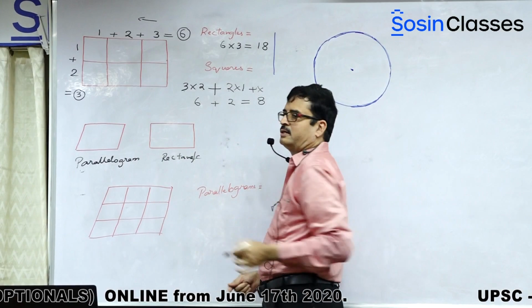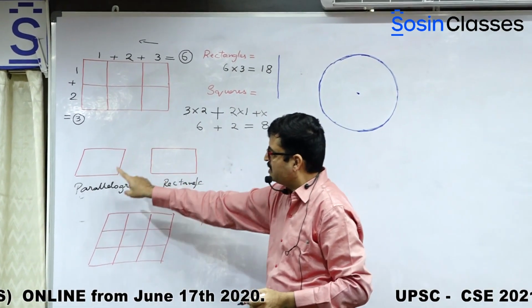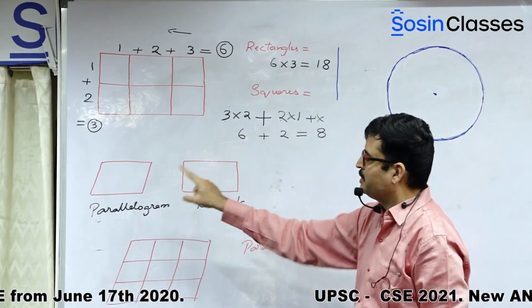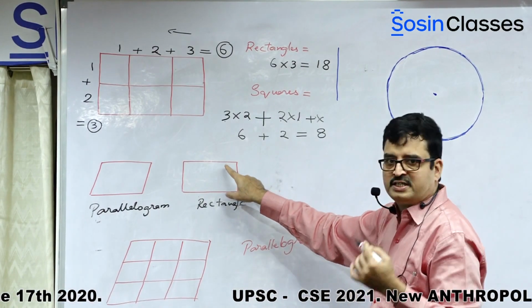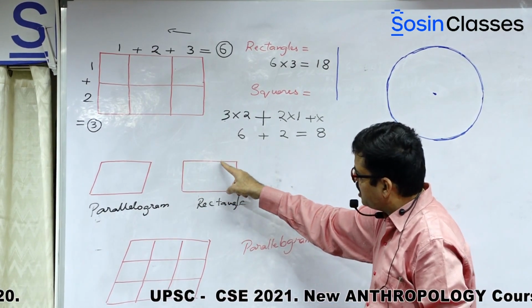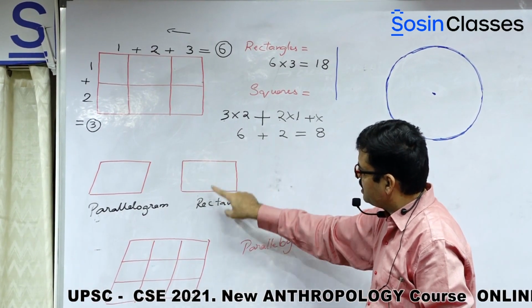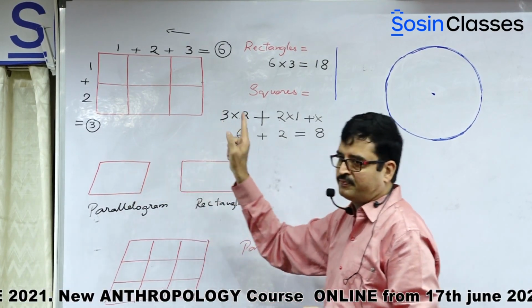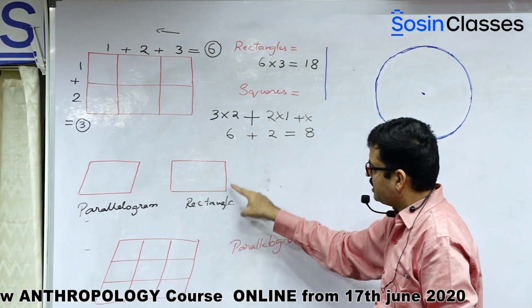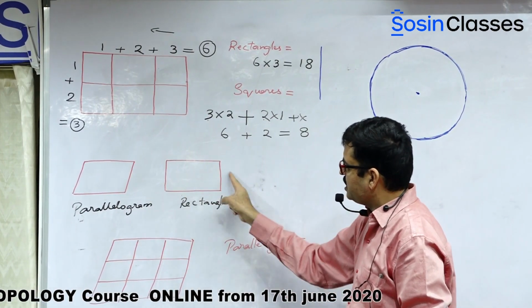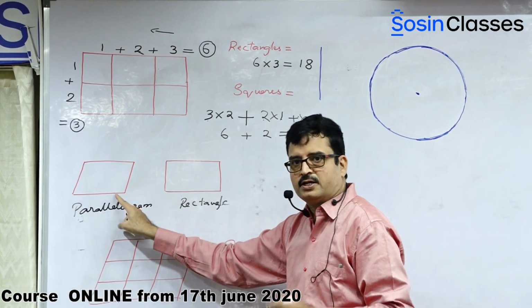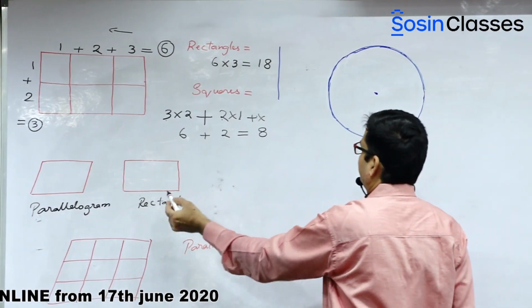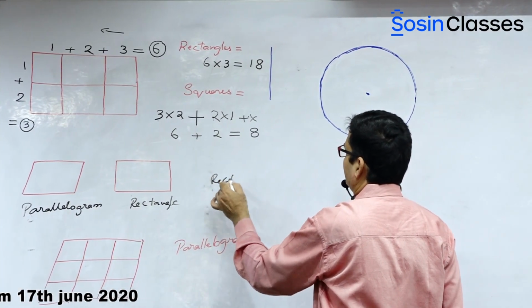Am I clear? This is a rectangle, whereas this is a parallelogram. What is the similar feature? As we discussed in the previous session, the length of opposite sides are equal here. In the same way here also, the length of opposite sides are equal. In the same way, if you take the shorter length, the length of opposite sides are equal, the same thing applies here. So we can definitely say that rectangle is a parallelogram.